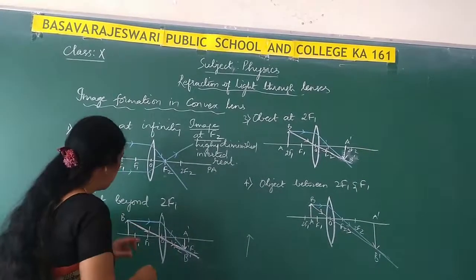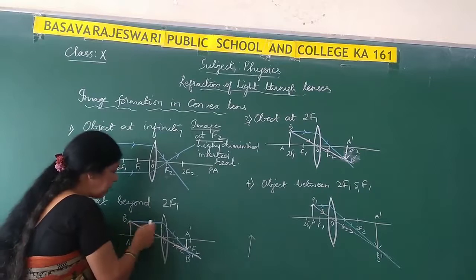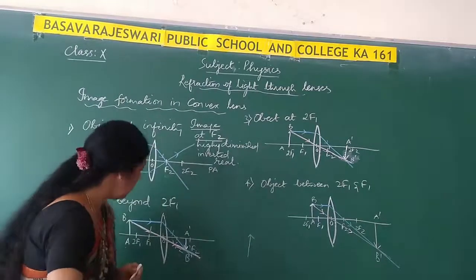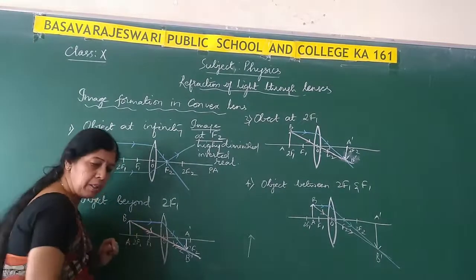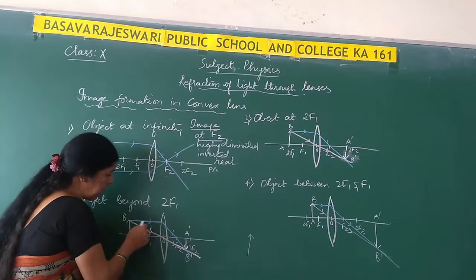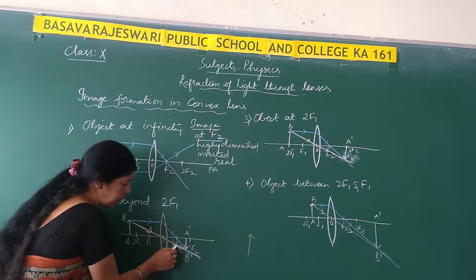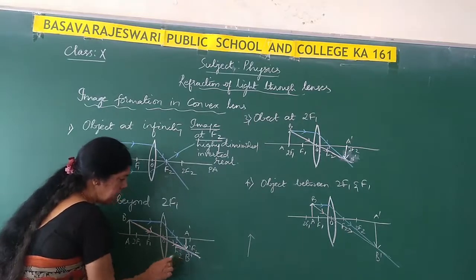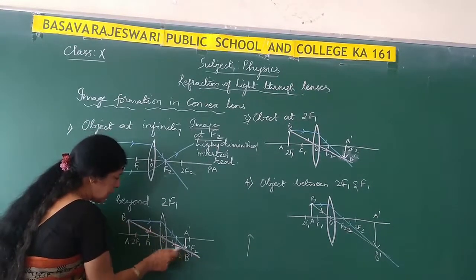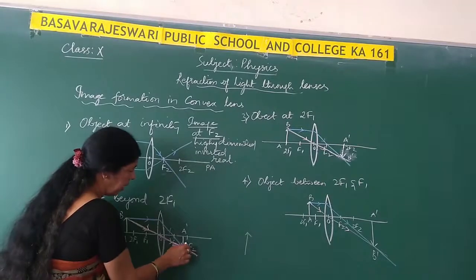But 2 rays are enough to complete any ray diagram. Which are those 2 rays? A ray which is parallel to the principal axis of the lens and the ray which is passing through the optic center of the lens. I have shown them in different colors to distinguish between the 2 rays. This is one ray which is parallel to the principal axis. After refraction, according to the rules, it passes through the second focal point of the lens, right? The other ray passes through the optic center of the lens, so it goes undeviated, and you can observe that the image is formed between f2 and 2f2.